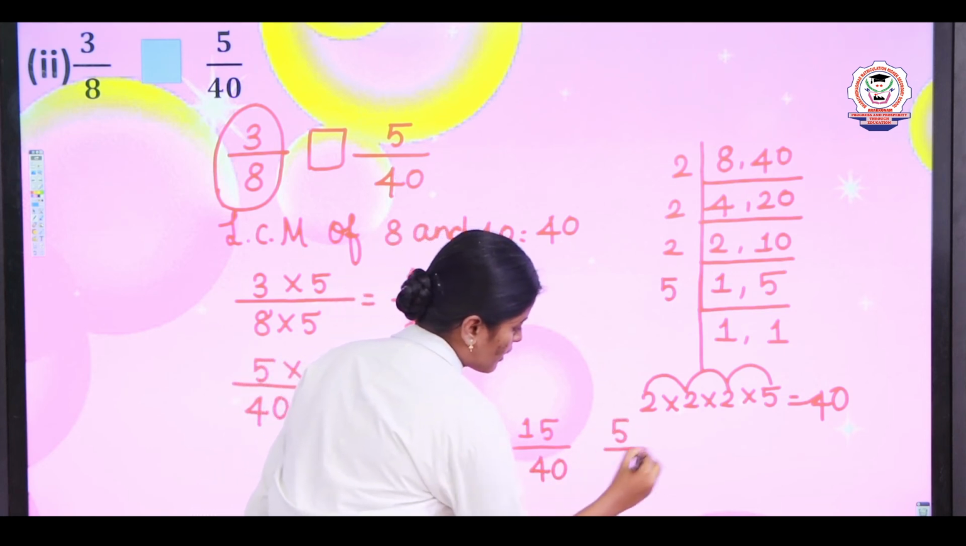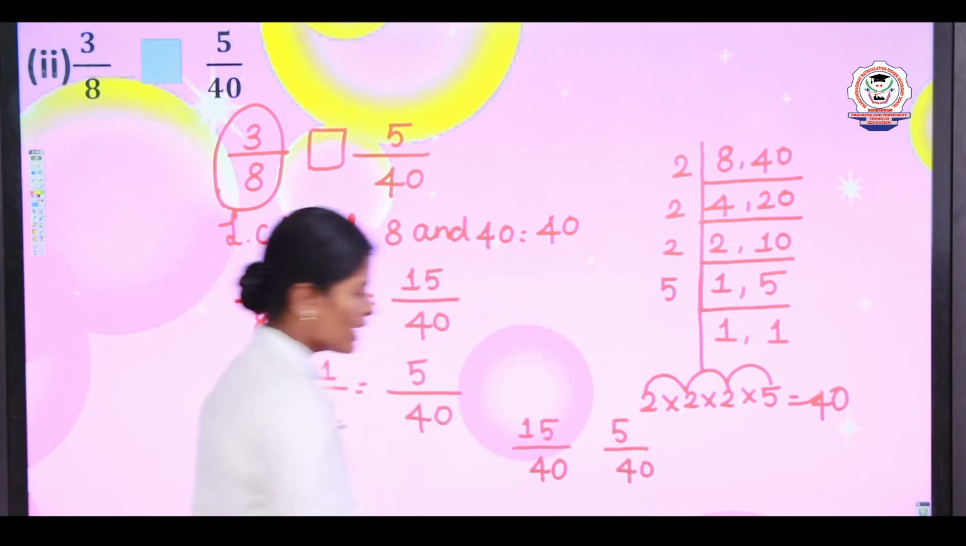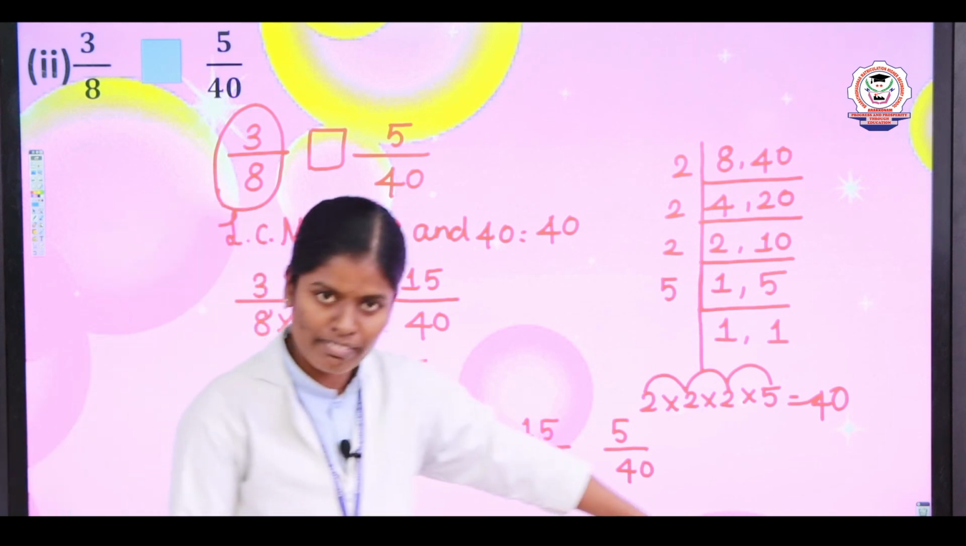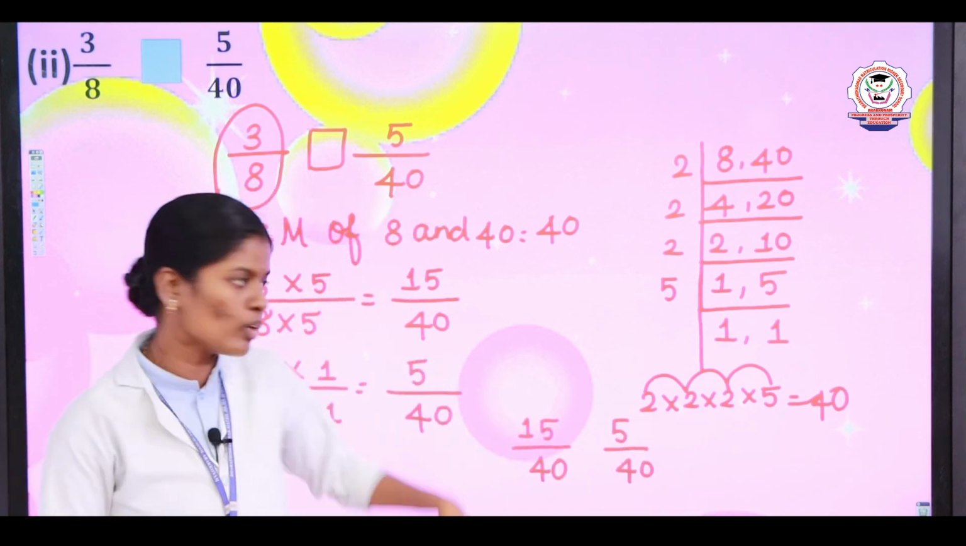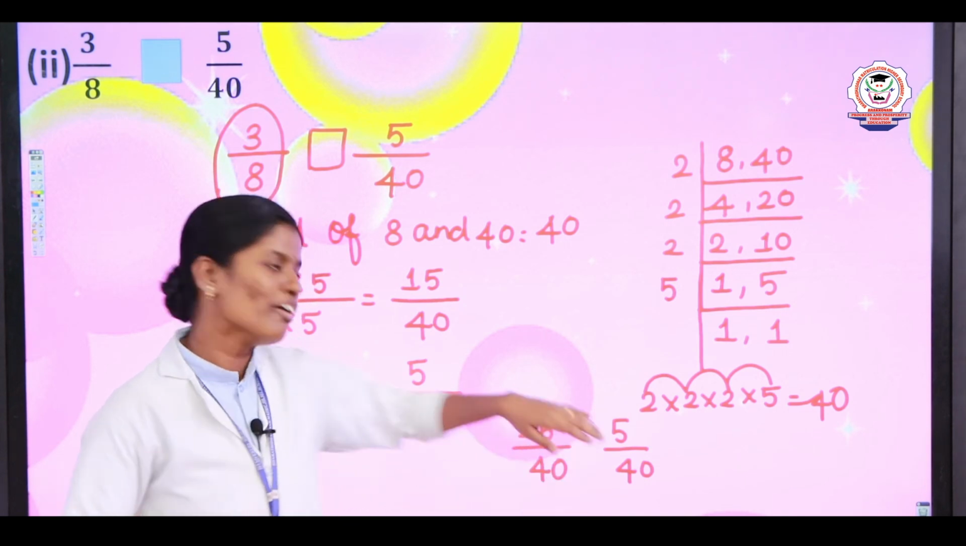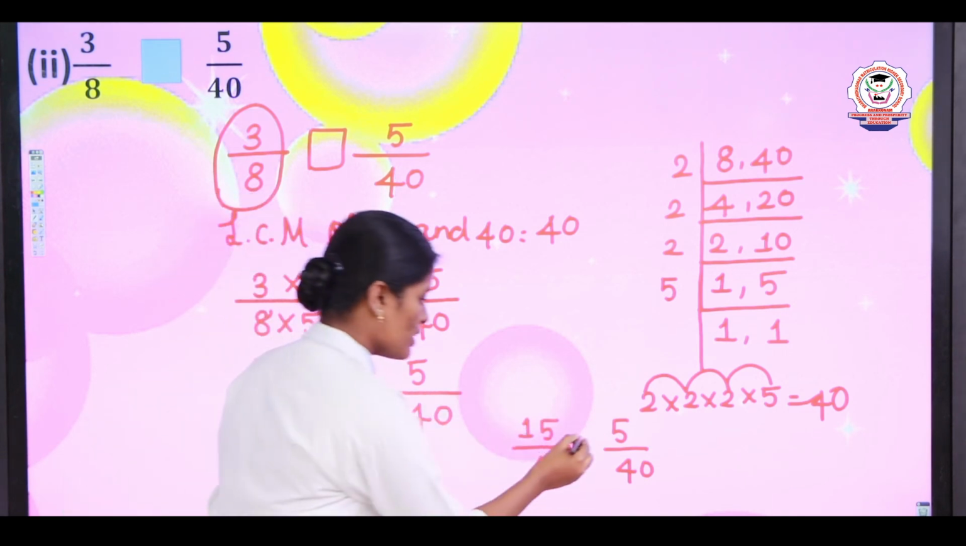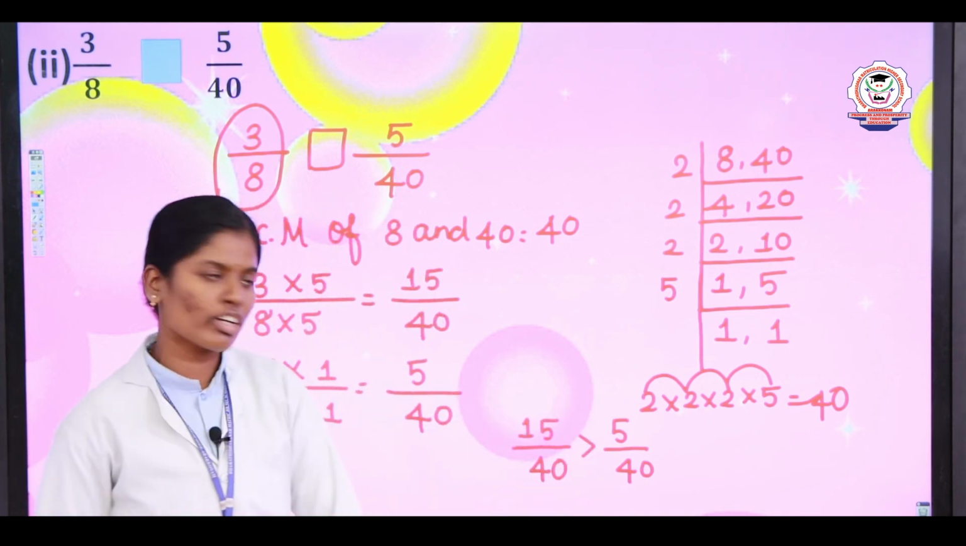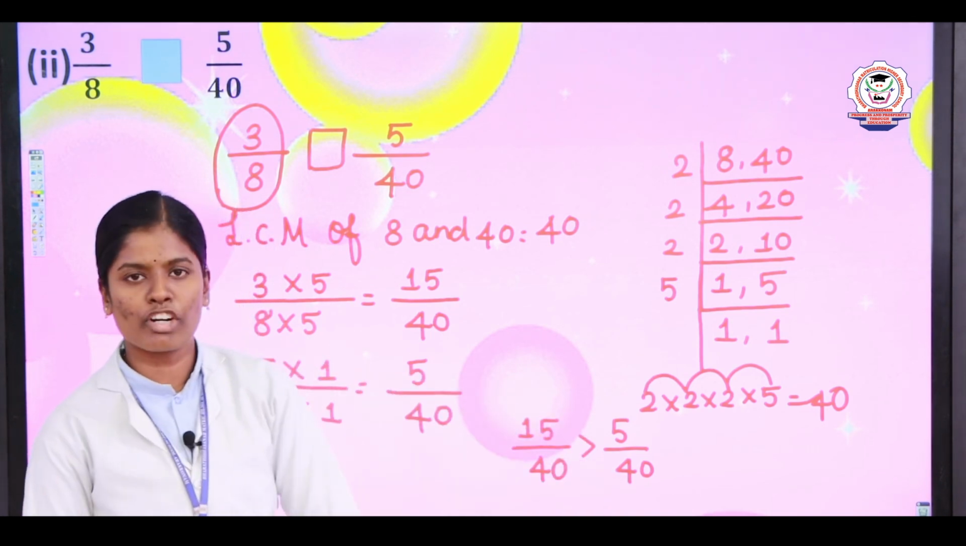So listen children, here we got the same denominator value. Now we are going to see the numerator value. Compare these two numbers. Which one is the greater number? Very good. 15 is the greater number. So put the symbol like this. 15 by 40 is greater than 5 by 40.